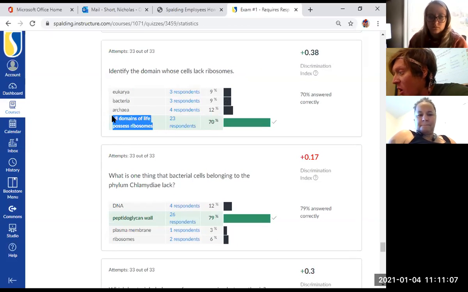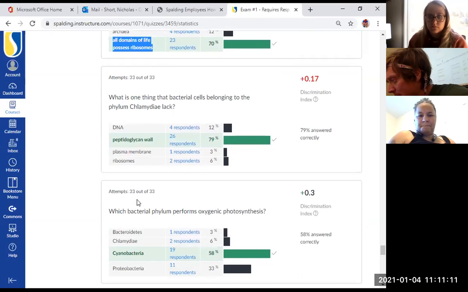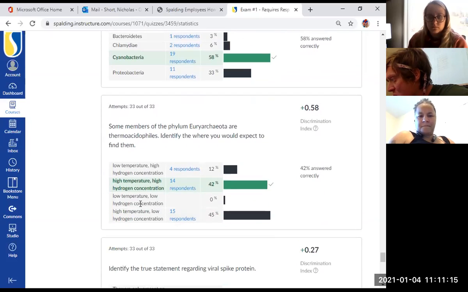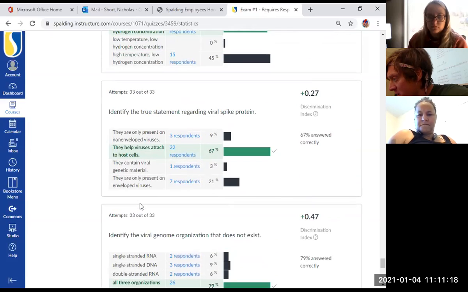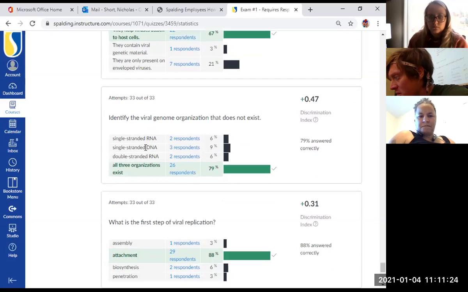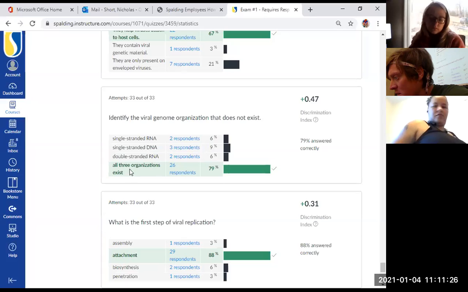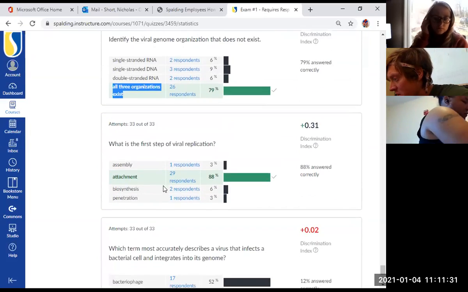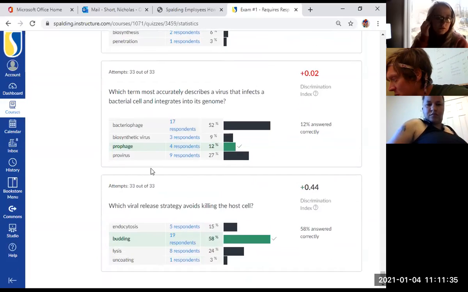This is the case where the all option was correct. Definitions, definitions. Again, this is one where all three was the correct answer. Just more definitions.